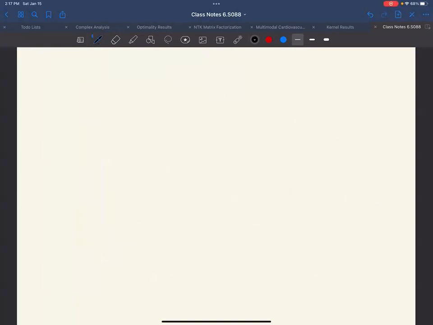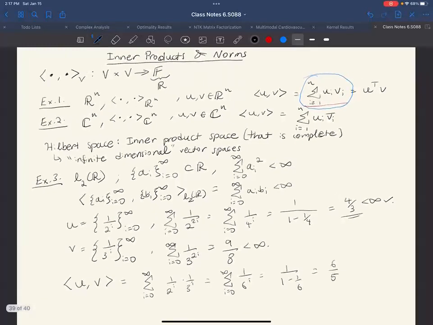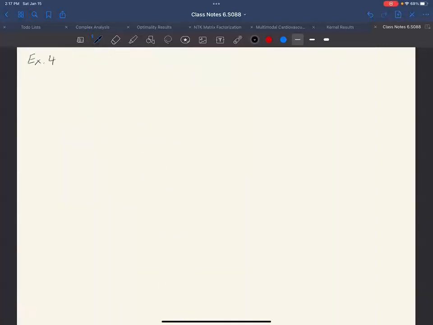So now maybe here's a non-trivial example. Let me just double check my example numbering. So this will be example 4, and this will be inner products. Right now we've considered inner products on sequences, but we want to do inner products as well on functions. So this will involve the space L2, and we'll do again L2 of R for now.